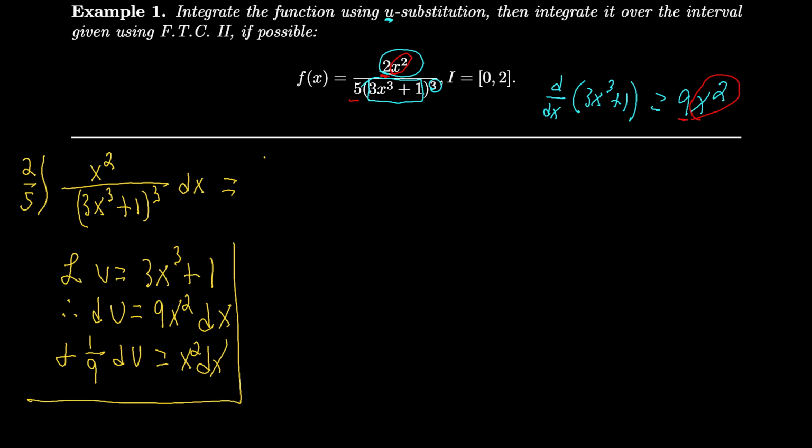So now we can write this as, don't forget the 2/5, times the integral of, and then we remember everything. What was x squared dx? Let me put it in this green here. x squared dx, look, right here. x squared dx is 1/9 du. So instead of x squared dx, I'm going to write 1/9 du. So I'm literally going to write 1/9, like this, and then du.